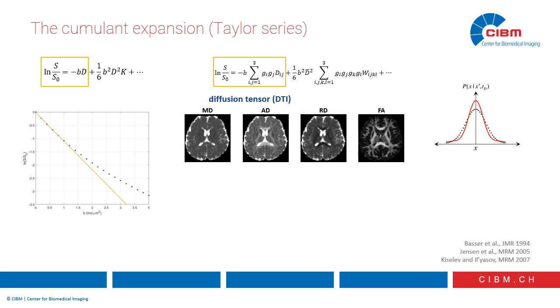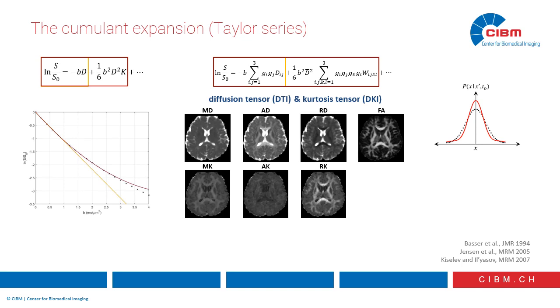If we push into Q space a little bit further, so maybe up to B2 or 2.5, we can also then quantify the kurtosis, which then relies on this term in B squared, of course, and we can get maps for mean, axial and radial kurtosis as well. And so the minimal data for tensor estimation is 1 B0 and at least 6 directions on one shell for DTI and at least 15 additional directions on a second shell for DKI tensor.